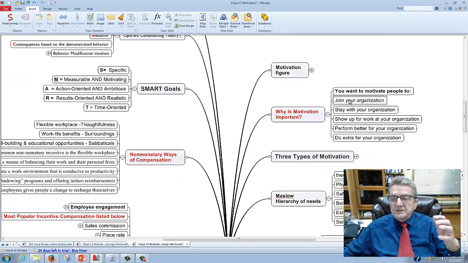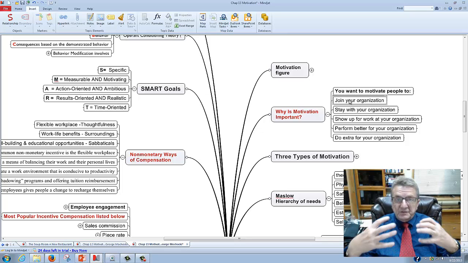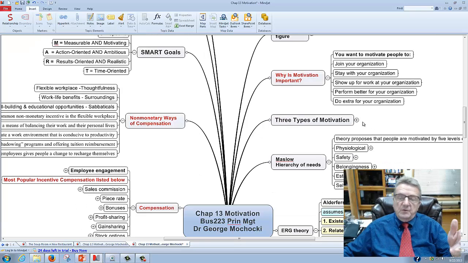So motivation is why you join an organization. Some organizations give you empowerment, where I let the individual make more decisions. They're more motivated, they're more empowered because they can make the decisions as they need. They show up for work to perform better for the organization.